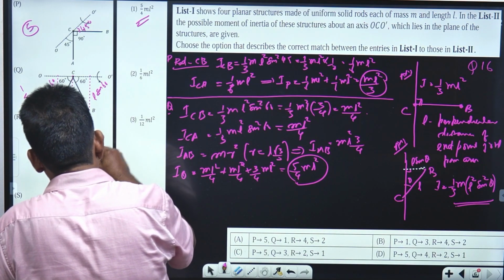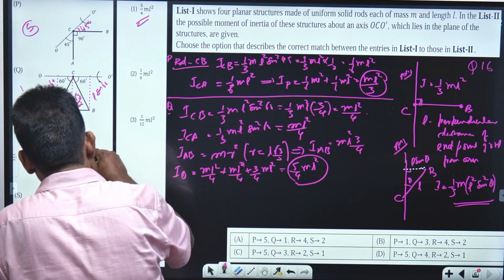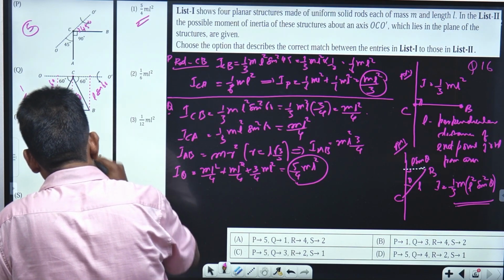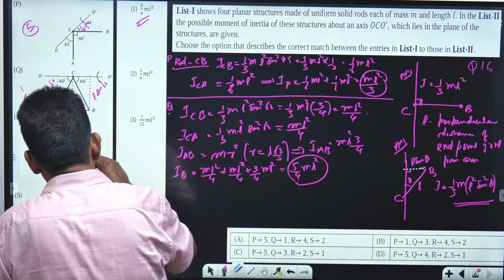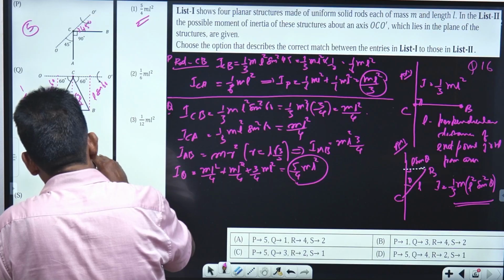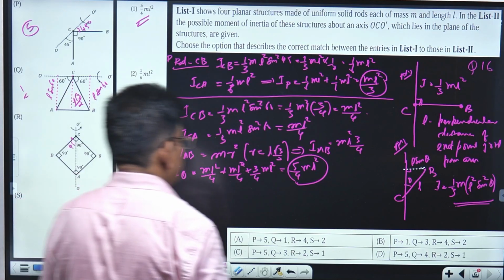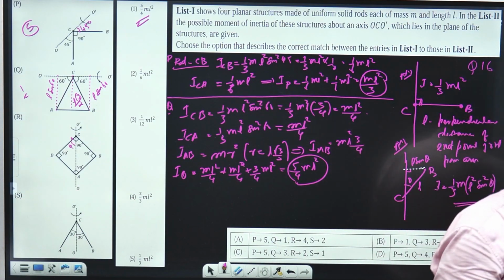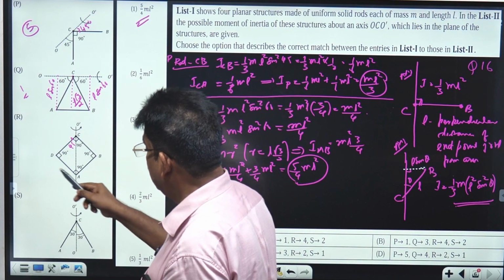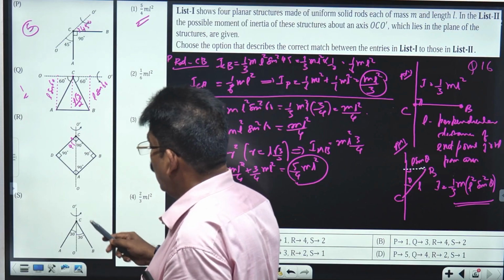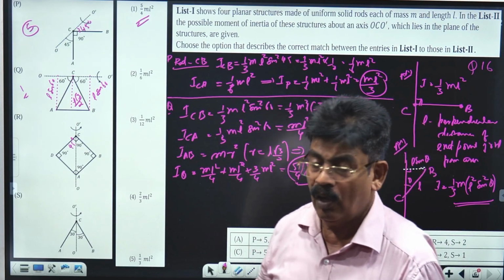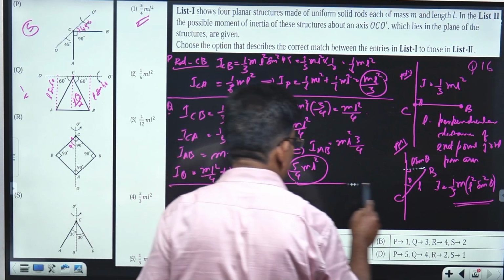In R, the angle between the rod CD and CB is 90 degree. But our axis is the dotted line. The angle made by the rod with the axis is 45 degree. And you see all the rods, I can name them ICB, ICD, AD, AB, all rods of the same length L, same mass M, and making the same angle 45 degree with the axis. Everywhere I have the same moment of inertia calculation.